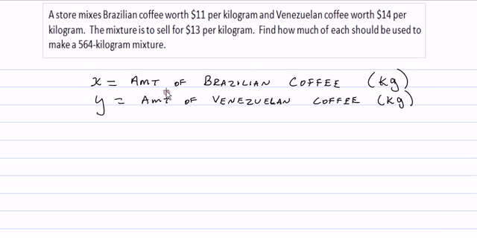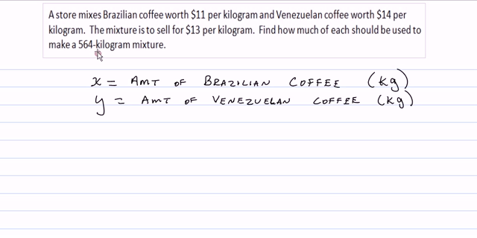Let x equal the amount in kilograms of Brazilian coffee, and let y equal the number of kilograms, the amount of Venezuelan coffee. So we've got those two unknowns. And since we have two unknowns, we're going to need two equations. We're going to need a system of equations to solve them.